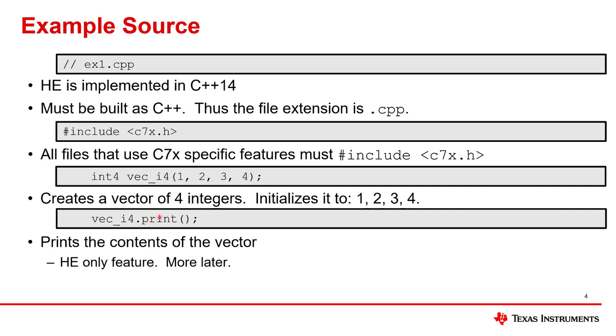And then this line prints out the contents of the vector. Now what's notable here is that this is a host emulation only feature. You can't actually do this .print operation when you're running on a C7000 DSP. We'll be talking about this a bit more later.